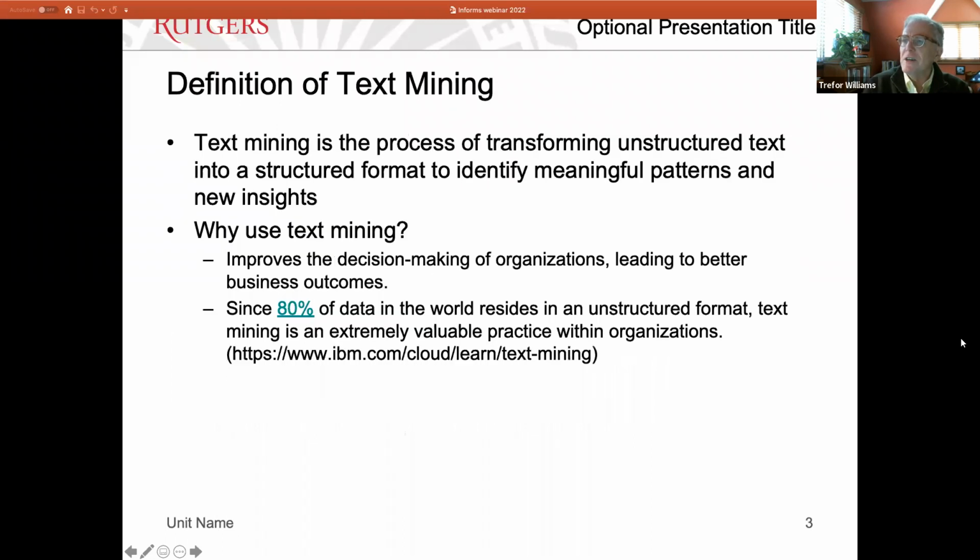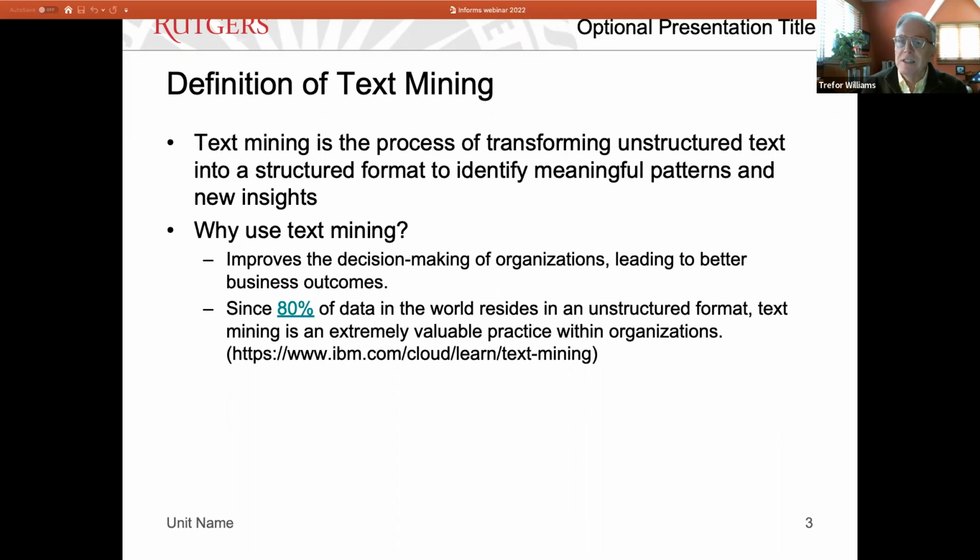So anyways, let me start out. If you're not familiar with text mining, it's that we want to take unstructured text and be able to use it in some meaningful way. And certainly there's the possibility that text that we have has some meaningful patterns in it that might not be obvious.